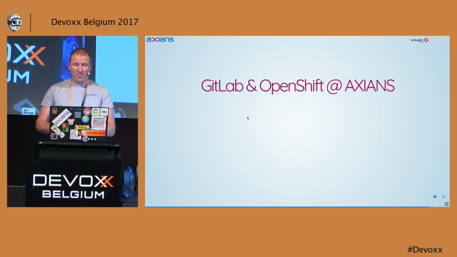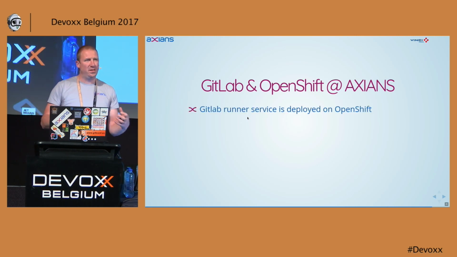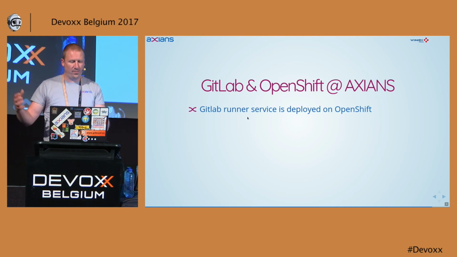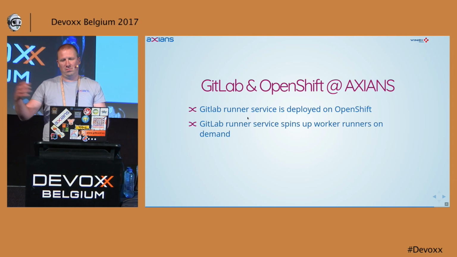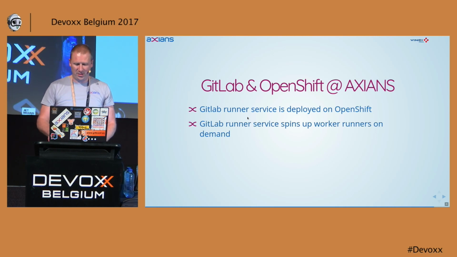Back to GitLab and Openshift at Axians. So what was the trick to make it that easy to deploy applications automatically from GitLab to Openshift? One of the tricks is that the GitLab runner service is deployed in the Openshift environment itself. And the runner service can spin up worker nodes which do these jobs in the different stages on demand. So if I commit a new version, automatically a pod will be spun up to do the task, release or build or test my application.